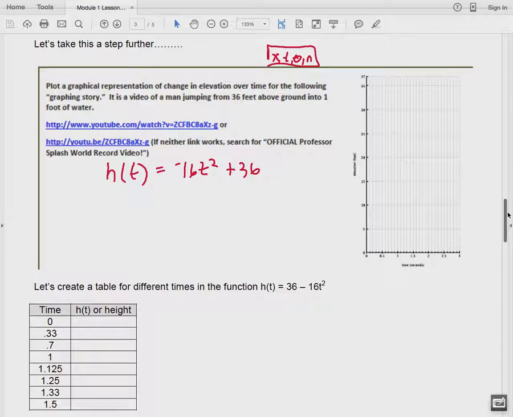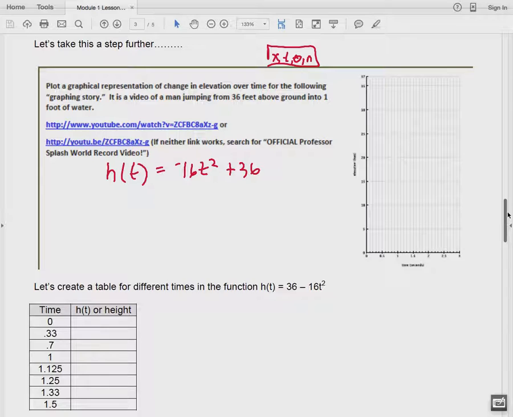Where's the graph button? Y1 equals. Whoa, what is this? It's a quadratic. Now if you notice, you only see part of the picture.